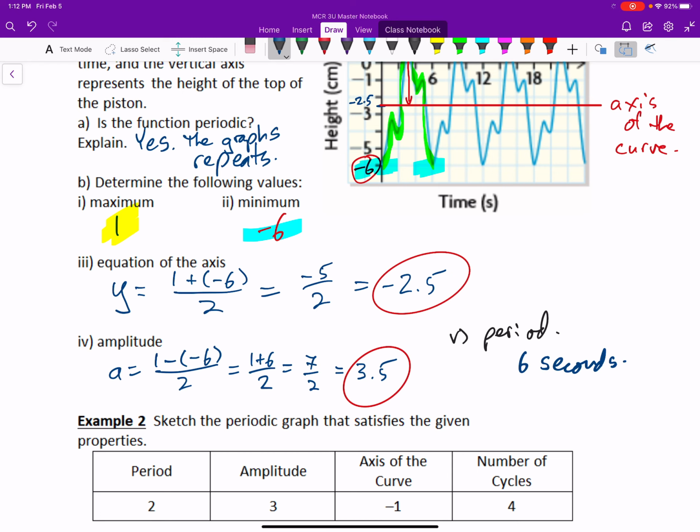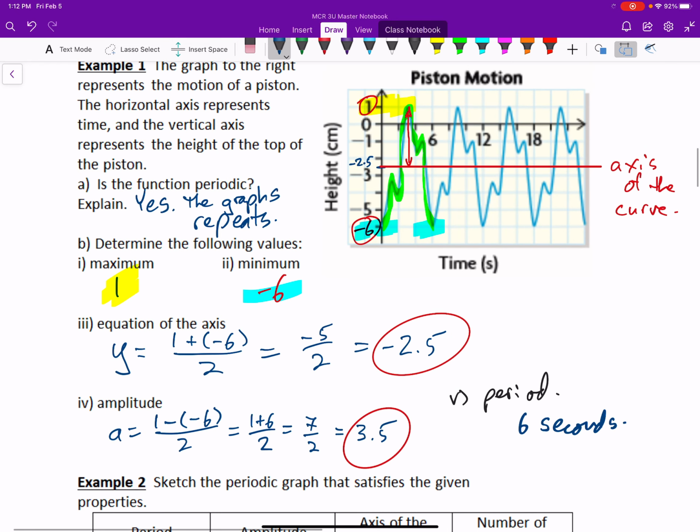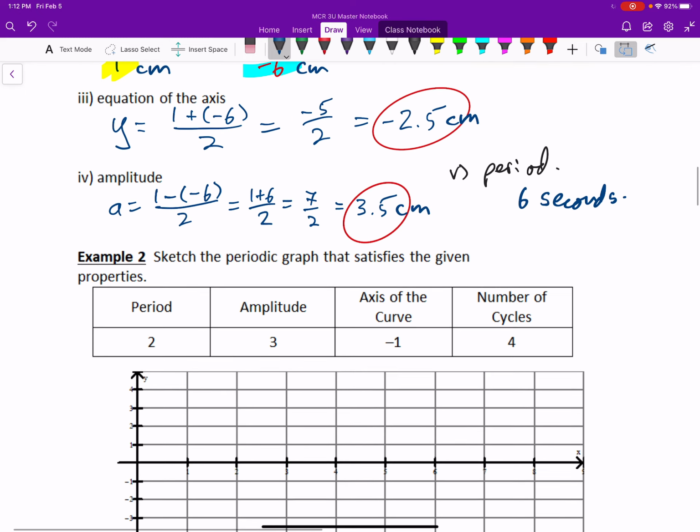And I guess I could give units for the other things. Like the equation of the axis is at -2.5 centimeters, and the amplitude is 3.5 centimeters. That means the total distance that the piston moves up and down is 7 centimeters. Half of that is the amplitude of 3.5. And the middle, the axis of the curve, is at -2.5. Get units on for all that. So those are the basic parts of a periodic function.